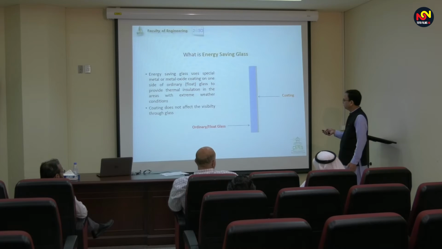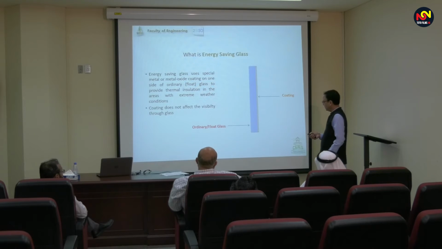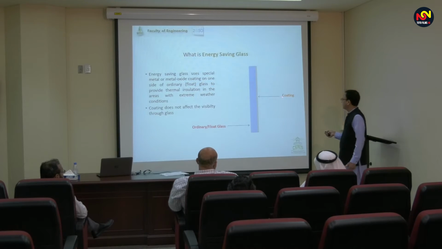Now, what is the difference between a normal glass over there and an energy saving glass? Normal glass, this one, but the energy saving glass has a very small, thin coating, in the dimensions of nanometers, on one side of the glass here.